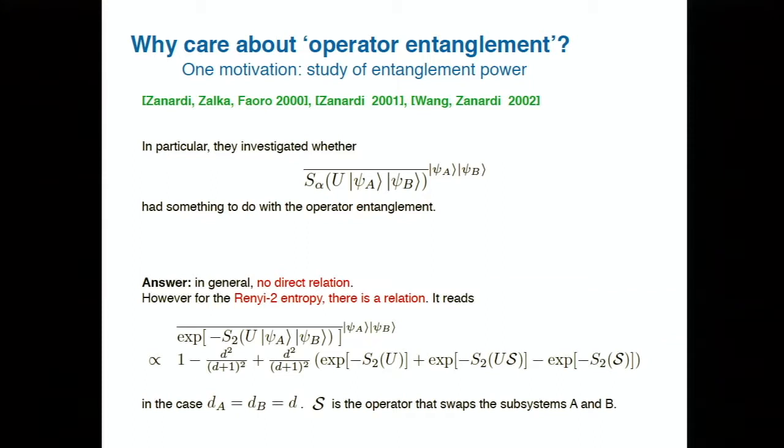Now there are two other terms. One is the operator entanglement of U times S, and the other one is the operator entanglement of S, where S is the swap operator that exchanges A and B. That holds if A and B have the same dimension. If the dimension is different, there's a more complicated formula. So this formula is not going to play any role in what follows. This is just to give you some flavor of what people were interested in 20 years ago when this quantity was first considered. Okay.